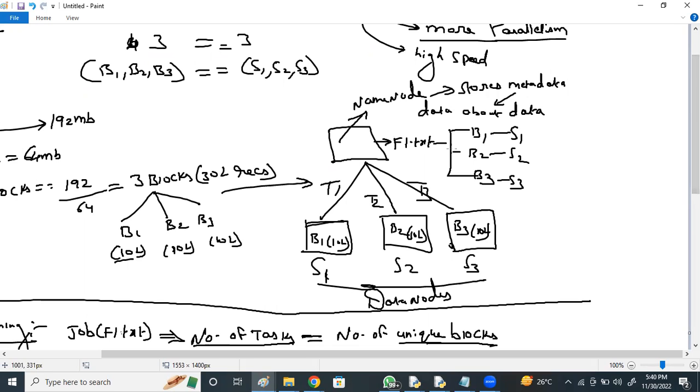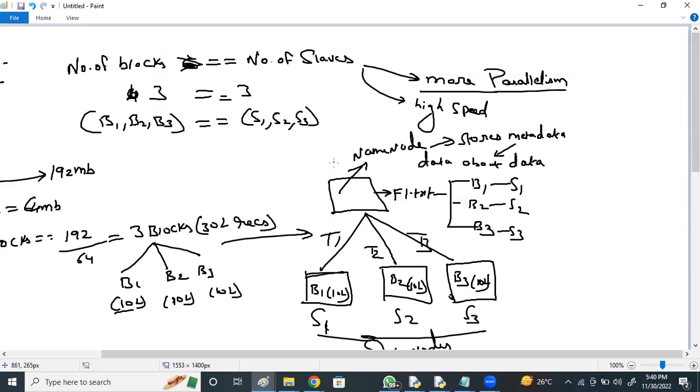The principal is like the master node. He won't execute anything. He will divide that job into multiple tasks, and he will allocate 3 persons for executing the 3 tasks.